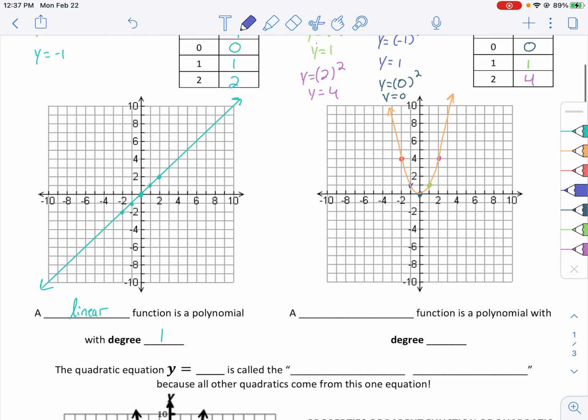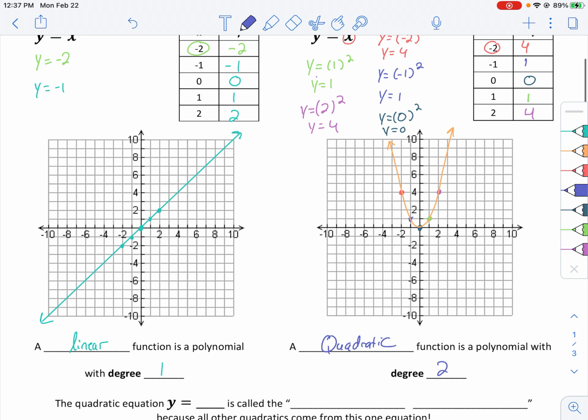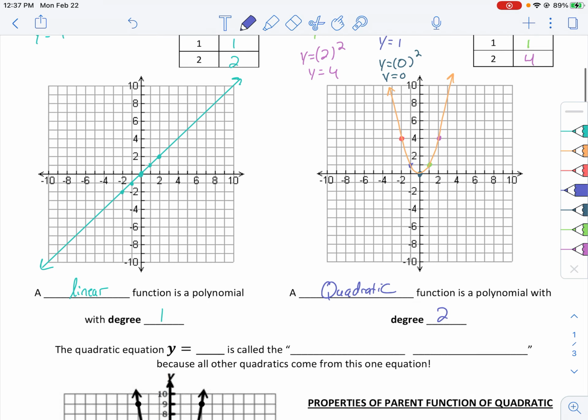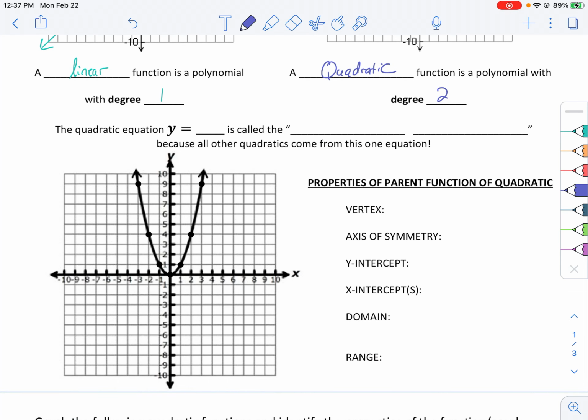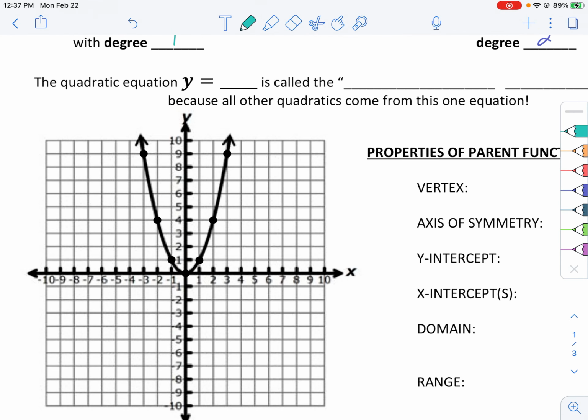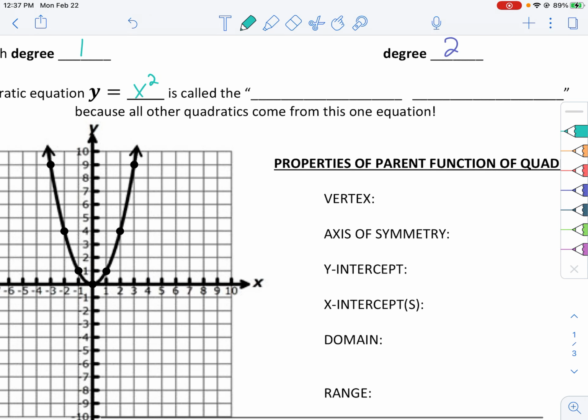So let's talk about this. A quadratic function is a polynomial with degree 2. See, the degree on this x is a 2. So let's talk about the quadratic equation a little bit. The quadratic equation y equals x squared is called the parent function. We call it the parent function because all other quadratics come from this one equation. What happens is we just add and subtract things, and it just shifts where that parent function is on the graph.